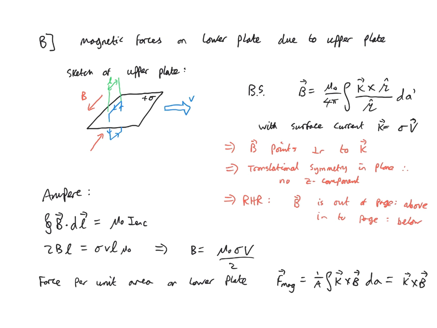So we have to use, again, the right-hand rule to work out what direction, because we have a cross product of K cross B, and what we find is that the force is downwards. What's the magnitude? Well, if we're careful with the signs, we find that it's minus mu naught sigma squared v over 2.